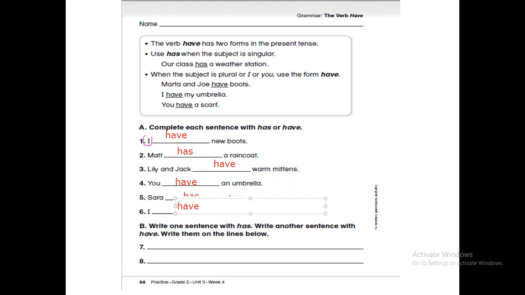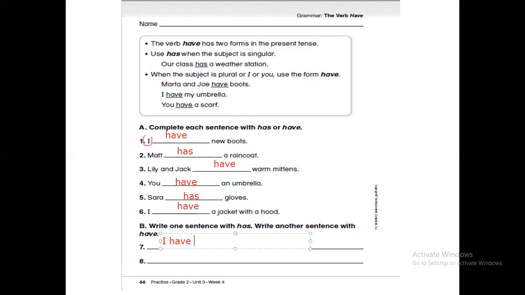I have. We're going to use have with I, you, and with the plural subjects. I have a jacket with a hood. Write one sentence with has, write another sentence with have. Write them on the lines below. Let's write some sentences together. I have many friends in my school. I have 4 sisters. I have a big house.